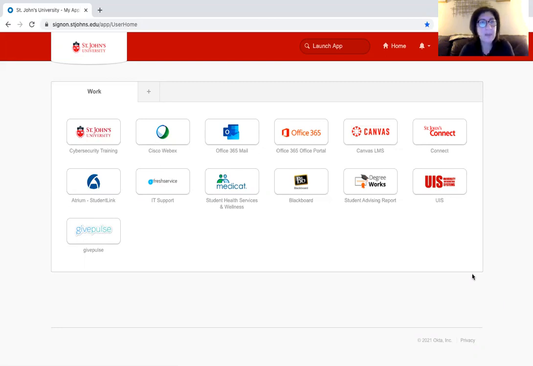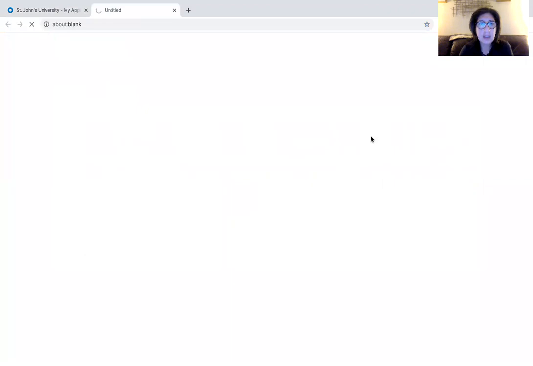Okay, so first you go to signon.stjohns.edu, and you see there's going to be a lot of features. Some of you have a few more features as students, and some of you don't, based on, I guess, your major, etc. So you're going to go to Canvas, click Canvas.